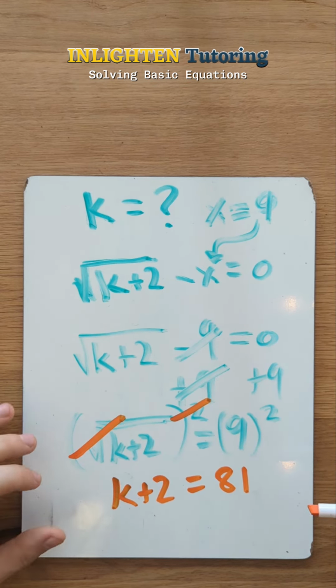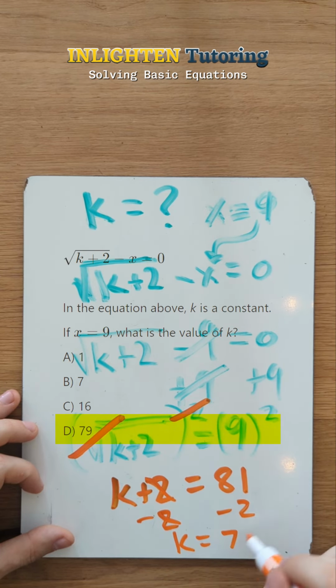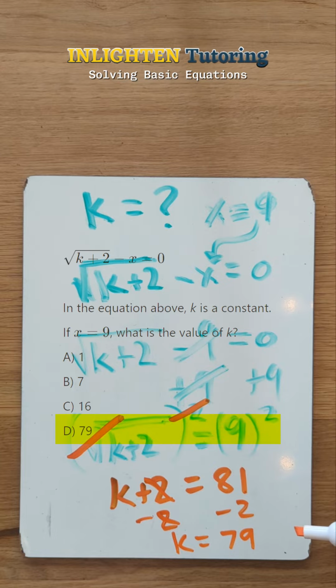We're at the last step here, which is to remove this 2. Again, I'm going to do the opposite to both sides, which is subtract. Makes it go away. k equals 79. And that is going to be choice letter D.